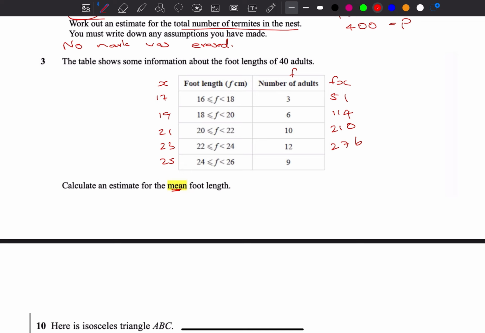25 times 9, what was that? 225. You need a total here, total here. I know this total because it's always going to be that number anyway, so that's good. 51 plus 114 plus 210 plus 276 plus 225. 876. Let's see. Divided by one number. So 876 divided by that, 40.